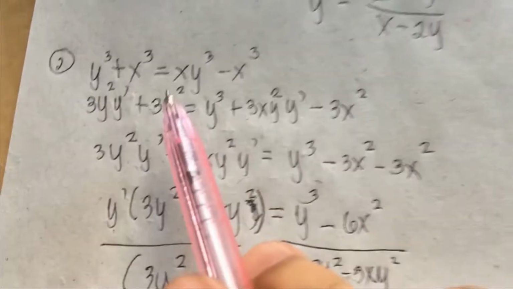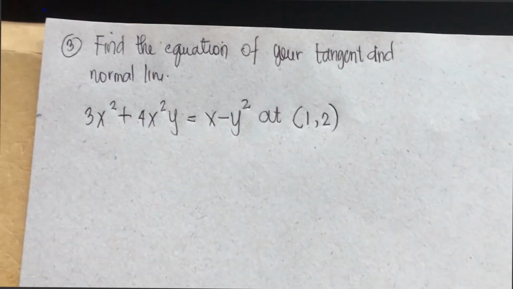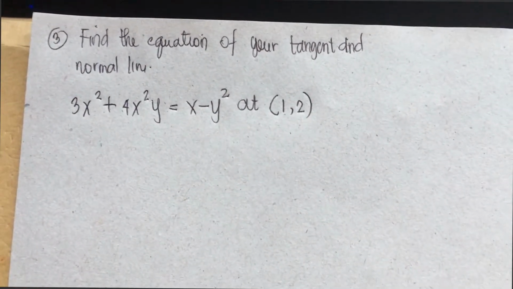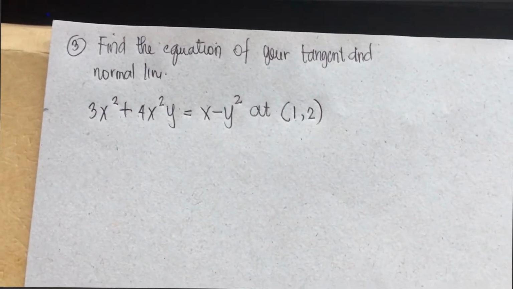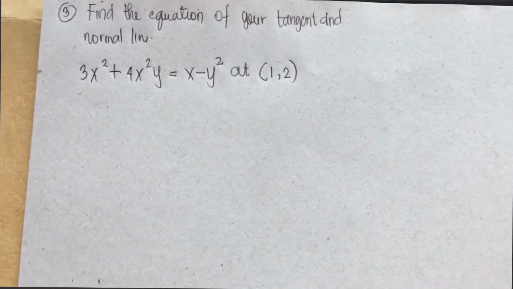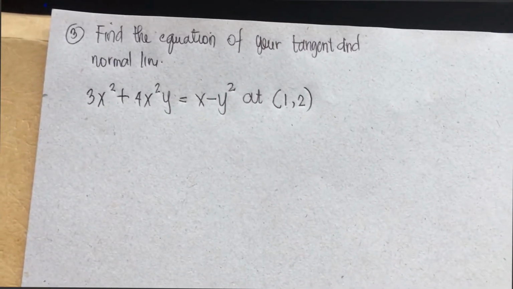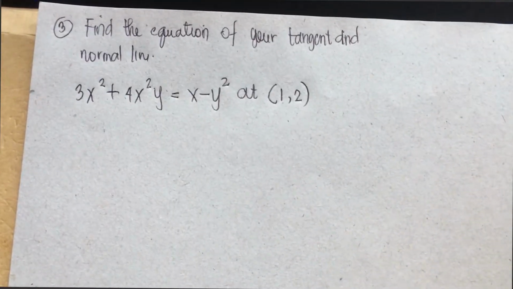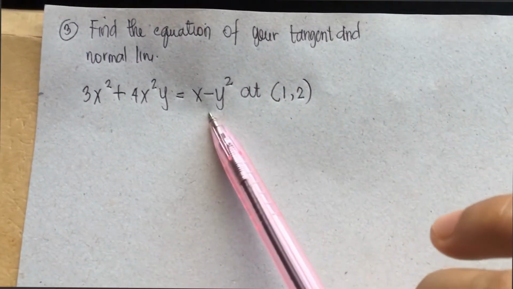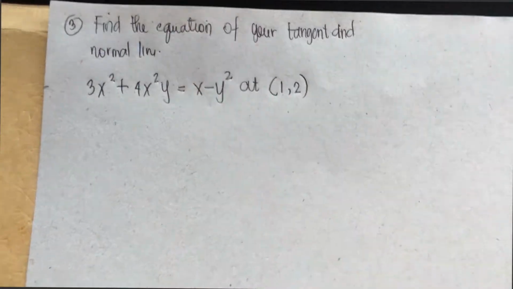Okay? So, galing dito, yung original given, ito na yung y prime. For our third example, find the equation of your tangent line and normal line. Sige lang, let's have this process. Of course, first and foremost, you are going to find the y prime first. With this given equation, you are going to get the y prime first.